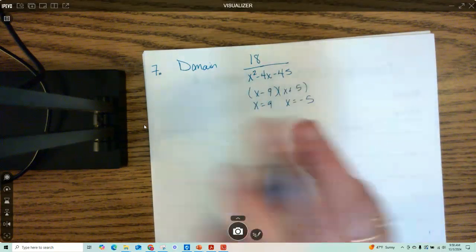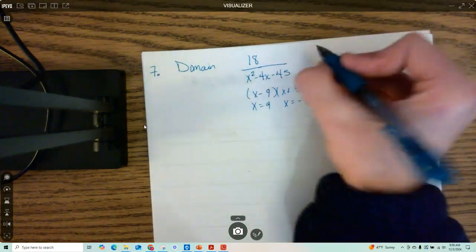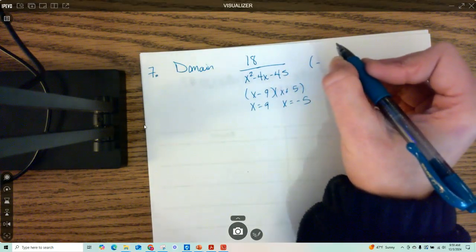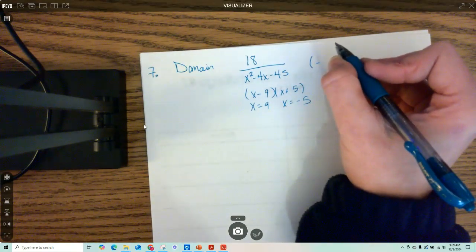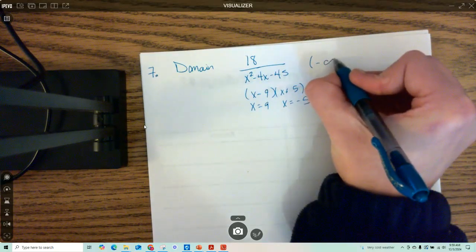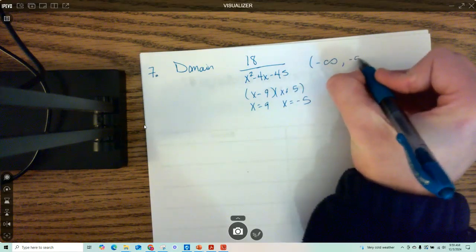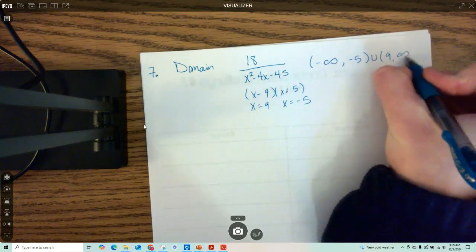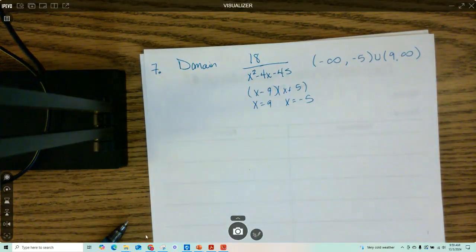Because you have to be able to show your work, I would say I check it with Desmos. Nothing says you can't check it with Desmos; you just have to be able to show your work. So negative infinity to negative 5, union 9 to positive infinity.